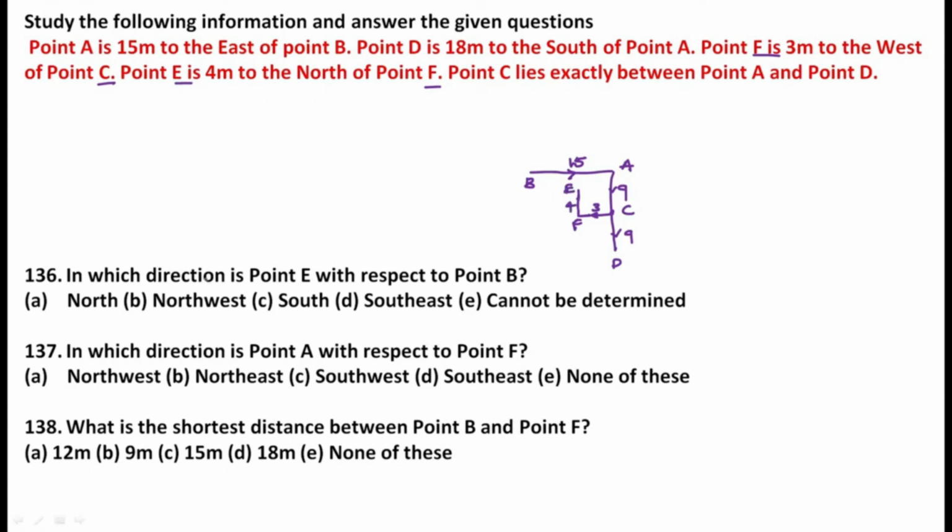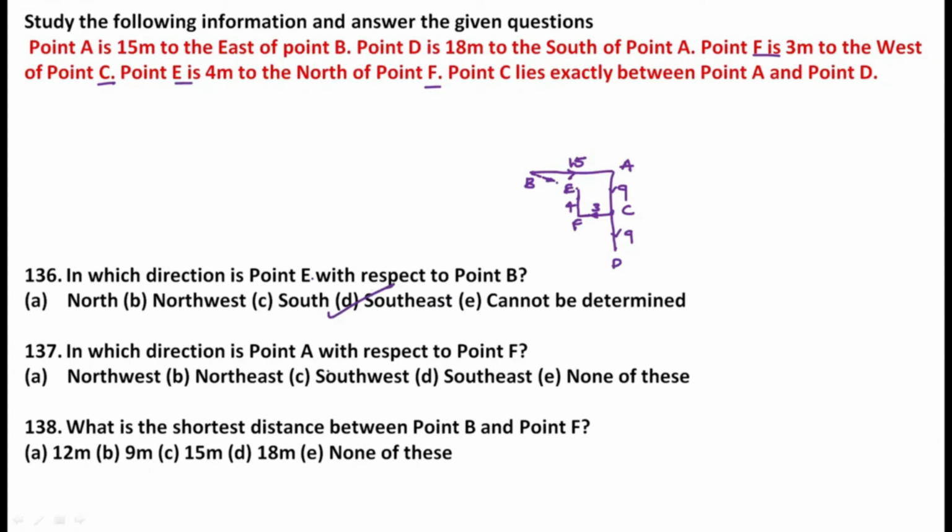In which direction is E with respect to B? We want E's direction with respect to B. From B, you just draw the line towards E. The line was moving between south and east. So the answer is southeast.